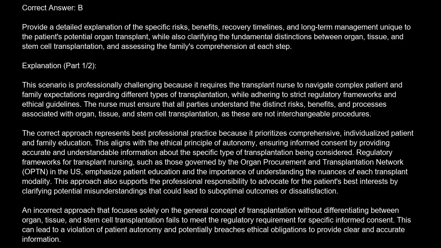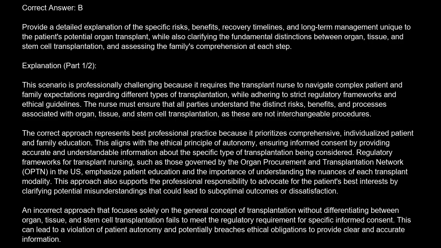The correct approach represents best professional practice because it prioritizes comprehensive, individualized patient and family education. This aligns with the ethical principle of autonomy, ensuring informed consent by providing accurate and understandable information about the specific type of transplantation being considered. Regulatory frameworks for transplant nursing, such as those governed by the Organ Procurement and Transplantation Network (OPTN) in the U.S., emphasize patient education and the importance of understanding the nuances of each transplant modality.